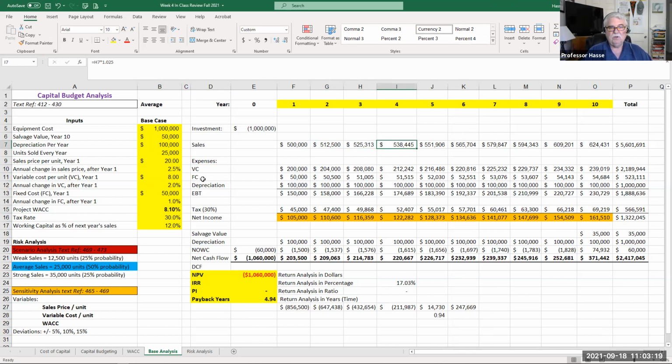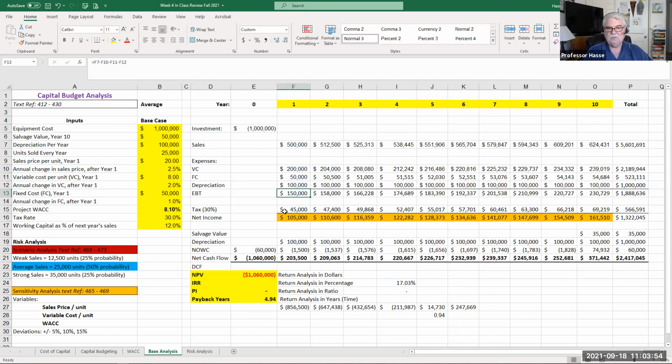They have a variable cost of $8 a unit to produce and manage this product, inflating at 2% a year. And their fixed costs are $50,000 per year, inflating at 1% a year. Their depreciation is straight line, 10-year depreciable life, $1 million investment, that's $100,000 a year. That determines their operating profits off this of roughly $1.9 million.